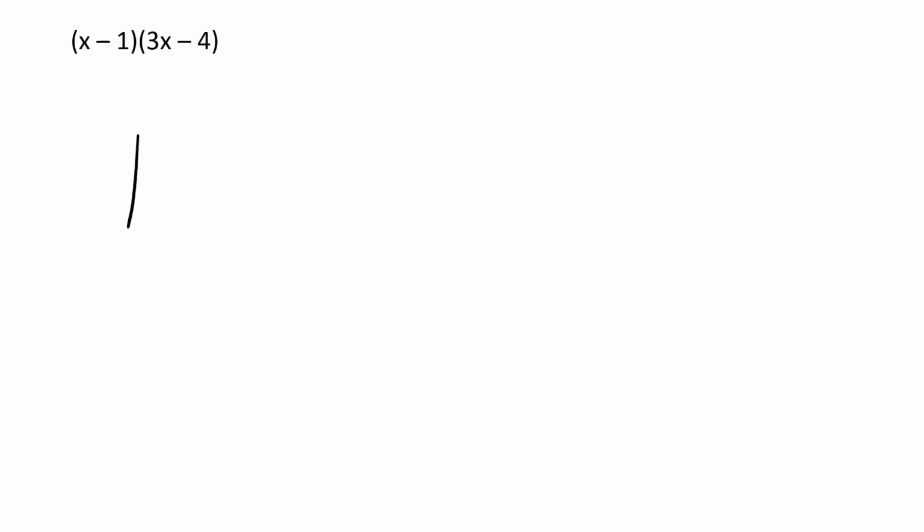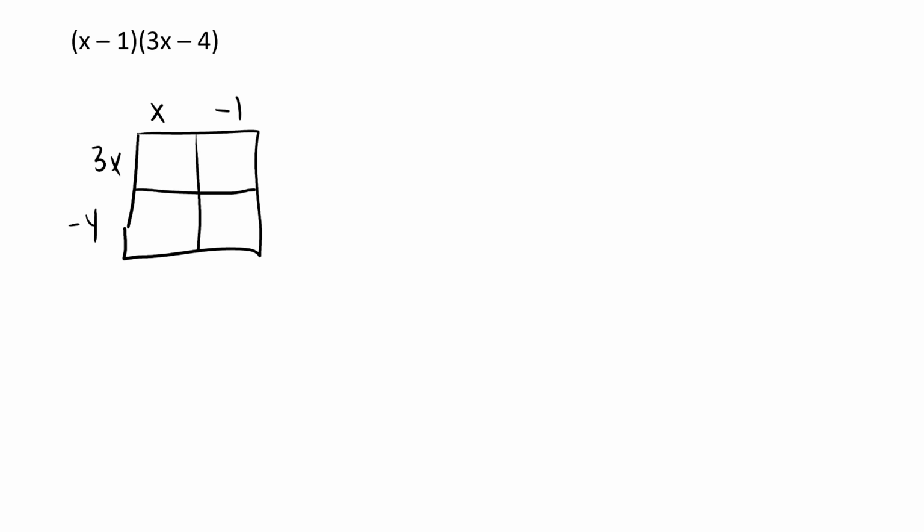All right, last one, that is a binomial times a binomial. So make your base and your height however you want. So I'm going to do x minus 1 and 3x minus 4. And we just find all the little individual areas. So 3x times x is 3x squared. 3x times -1 is -3x. -4 times x is -4x, and negative times a negative, -4 times -1, is +4.